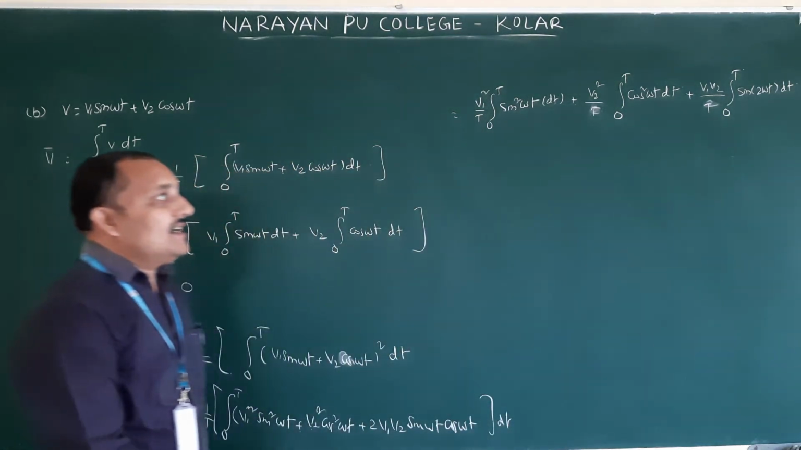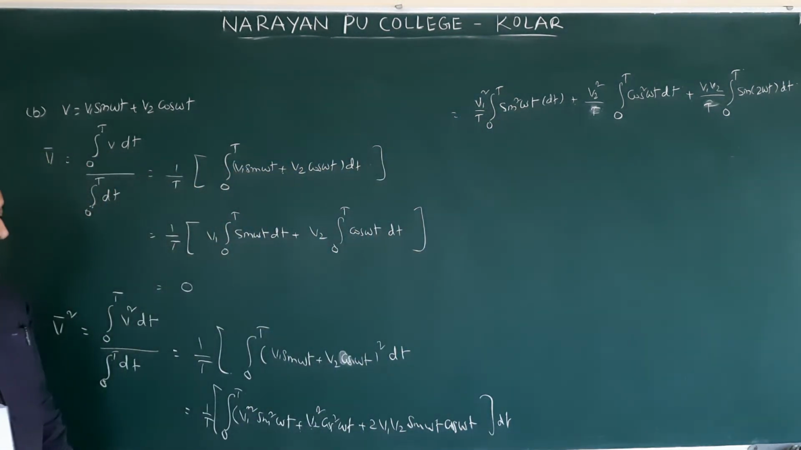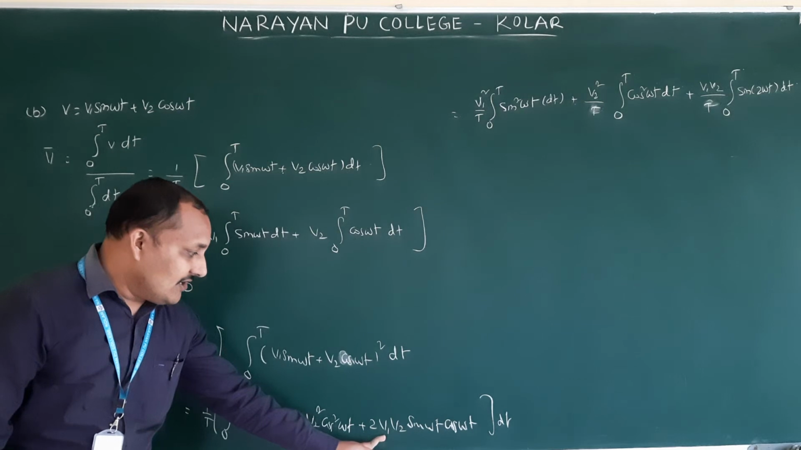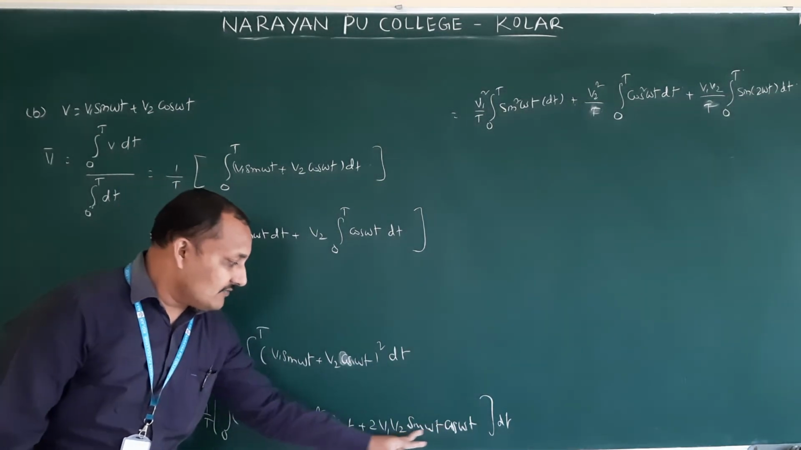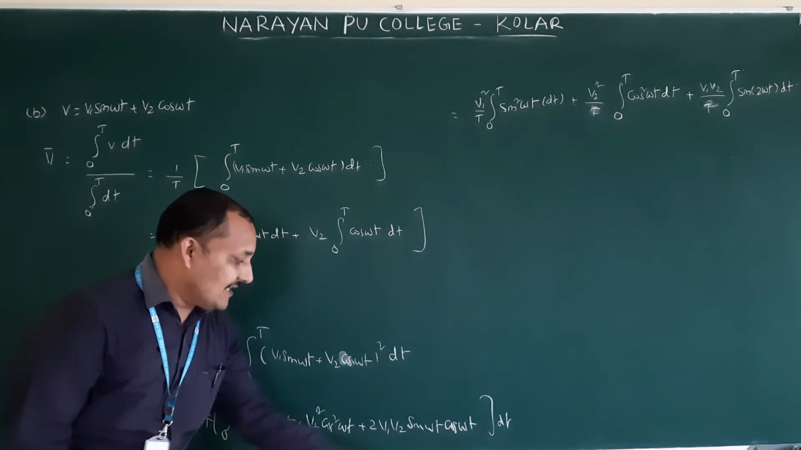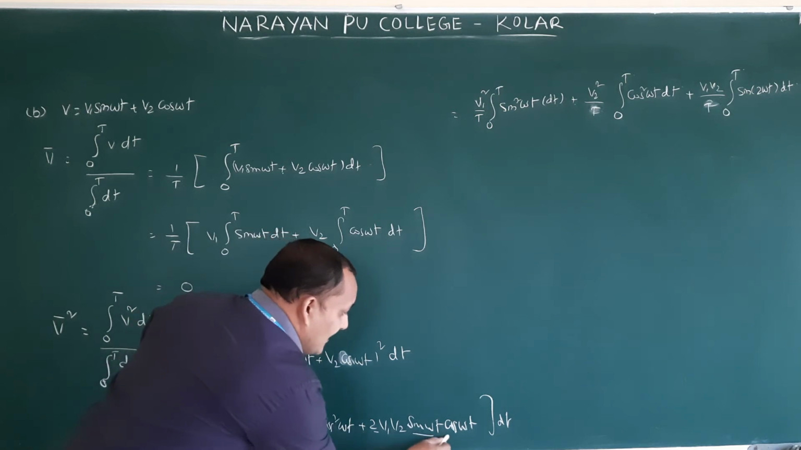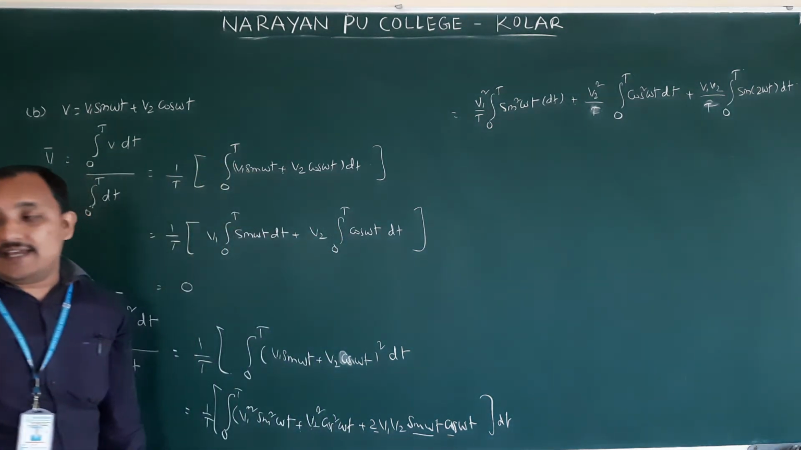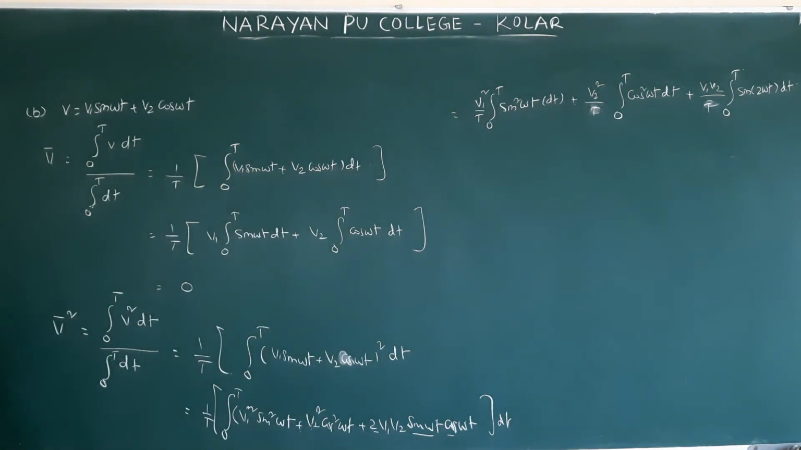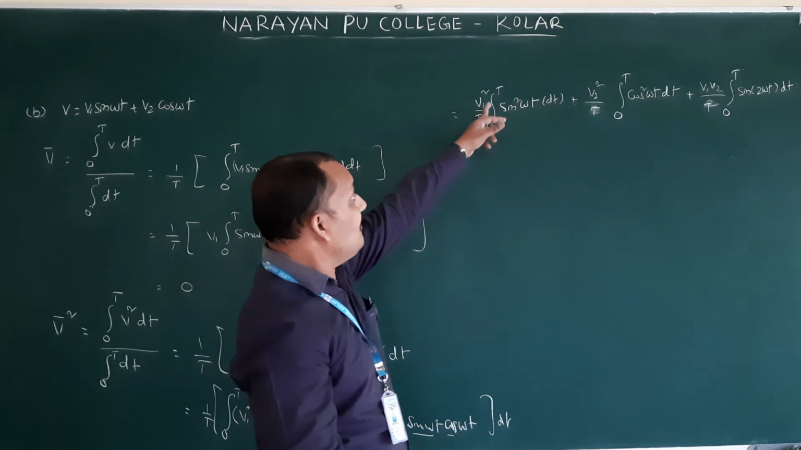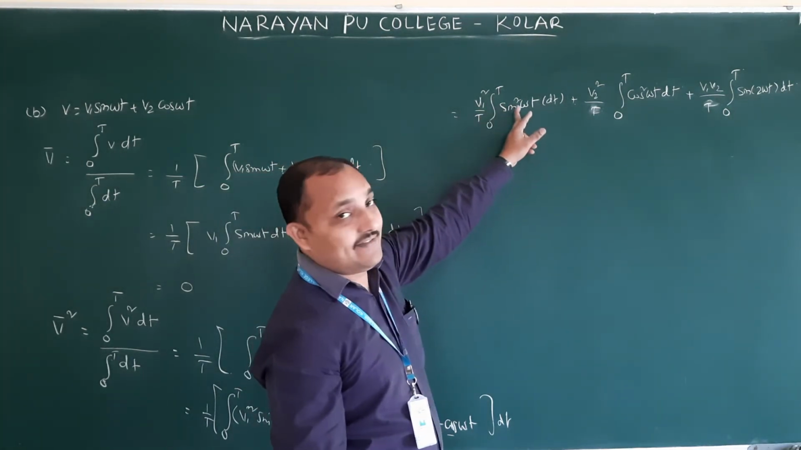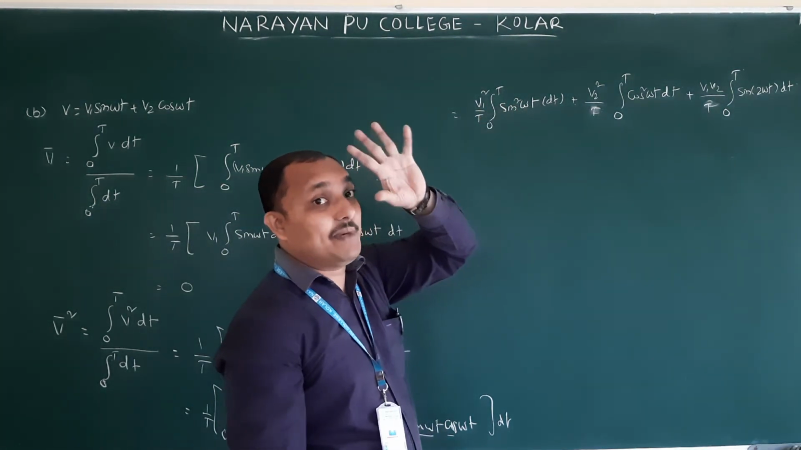Sin 2 omega t dt. Correctly? So instead of writing 2 sin omega t cos omega t, I wrote 2 sin theta cos theta, which can be written as sin 2 theta. Now see that 1 by T, 0 to T, sin square. Sin square is there, which means you will get 1 by 2.